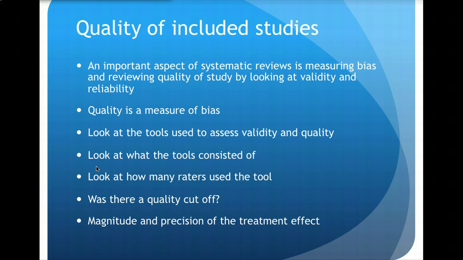So now if you're the one reviewing a systematic review, somewhere within the information or evidence of those articles that you're reading, it should state if there was a quality cutoff. And if you are the one completing the systematic review, then you should state if there is a quality cutoff. And then last but not least, you're going to look at effect size.